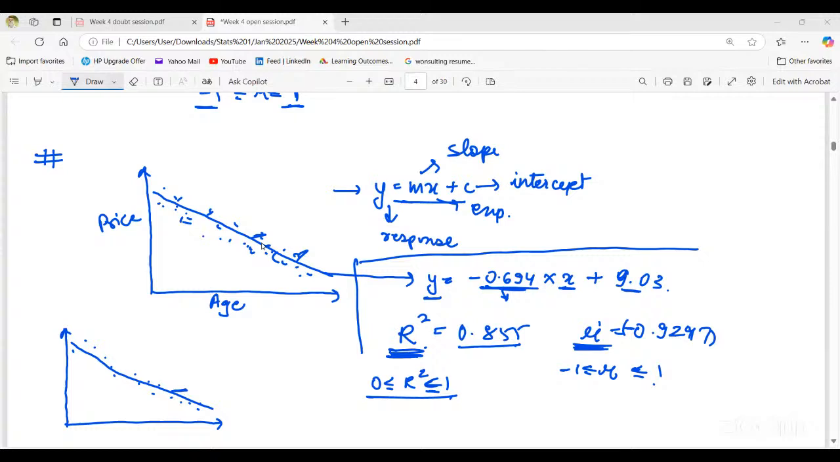It won't touch. It is just showing you the trend line, how the trend is going. Basically, can I say it is traversing between the two data points? No, it will be in the most proximity of the data points.